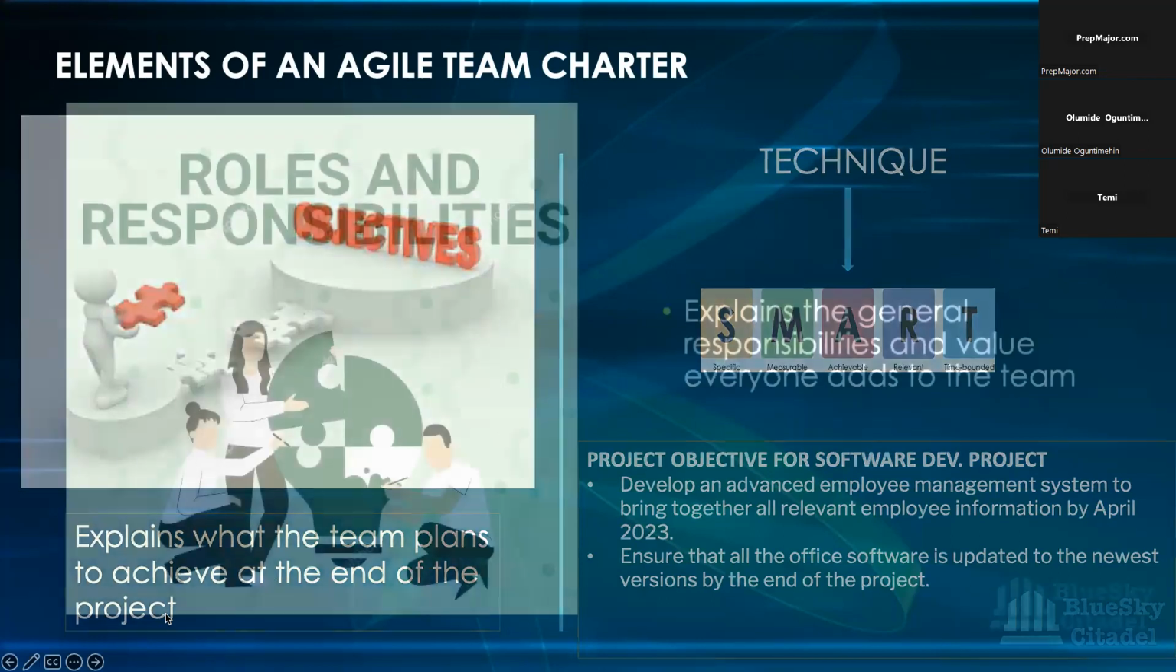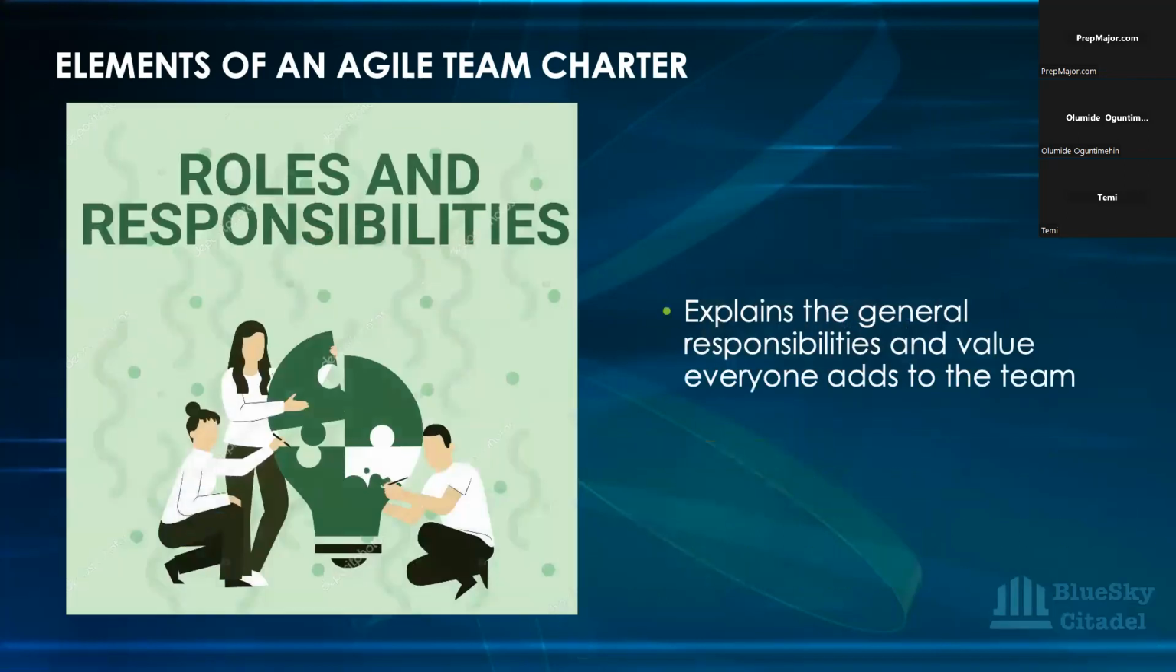And then we have roles and responsibilities. This is one of the most important and most critical functions of the team charter, because when there's a newly formed agile team, you have to get comfortable working with each other and understand the roles that everybody plays. So to increase success, every member should have a clear understanding of their general responsibility and the value they add to the team.